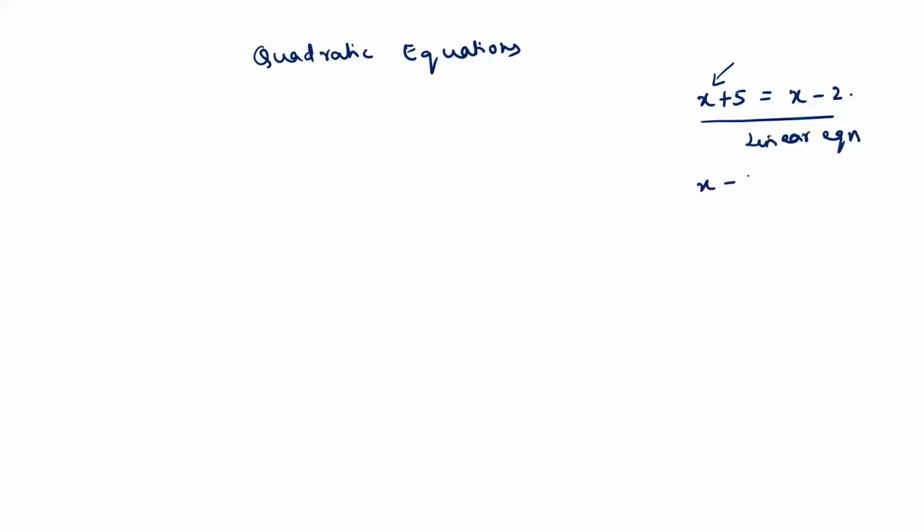Even x minus 5 is equal to 2. All these are linear equations. What about x minus 4? Is this a linear equation? Or is it a linear polynomial? Yes, ma'am, it is a polynomial.